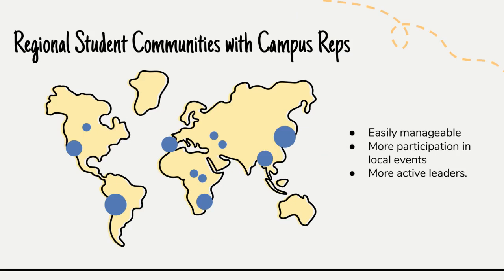Next is regional communities with campus representatives. Campus representatives play a huge role in reaching out to more and more students. It becomes difficult to manage a large student audience without having key points of contact at their respective colleges. So campus representatives will be our key point of contact at different universities.